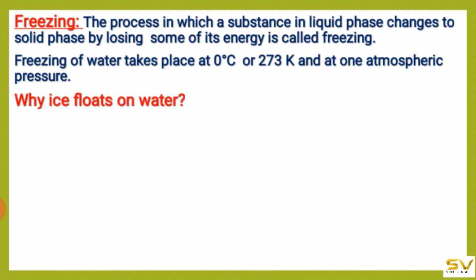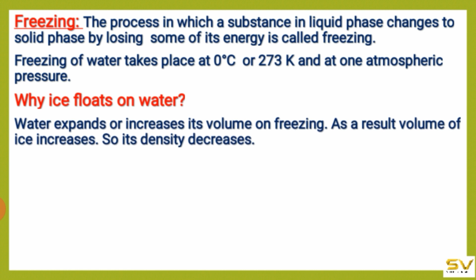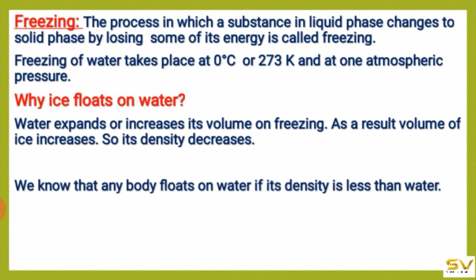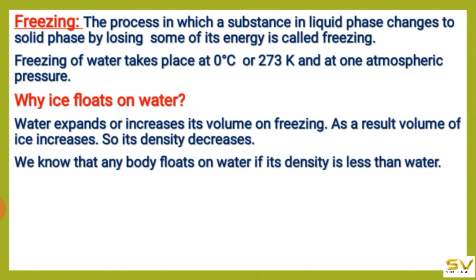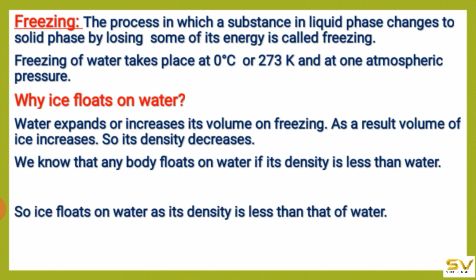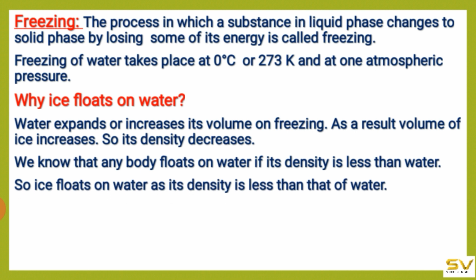Why does ice float on water? Water expands or increases its volume on freezing. As a result, volume of ice increases, so its density decreases. We know that any body floats on water if its density is less than water. So ice floats on water as its density is less than that of water.